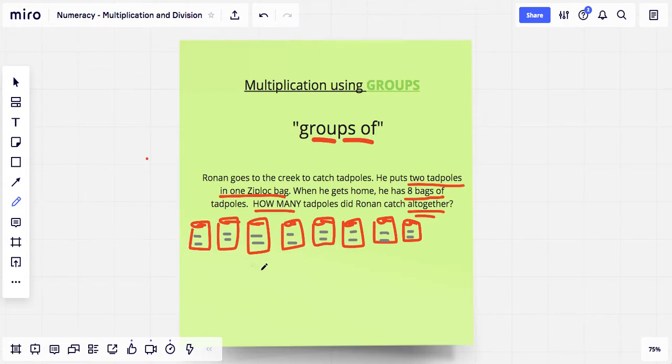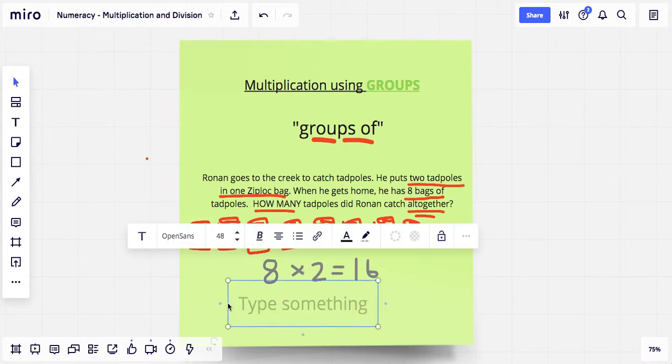I've got 8 bags. So how many groups do you see? 8, good. And 8 groups of, or 8 times 2 equals how many tadpoles? 16. Good job. Okay, and those are multiplication skills. This is a skill set that will come quickly to you with that practice, trying to get that to memory.